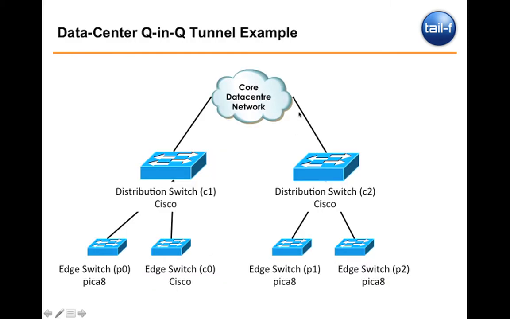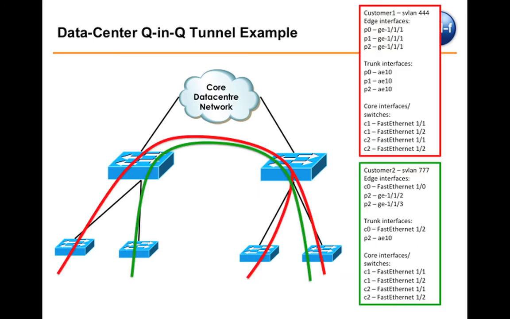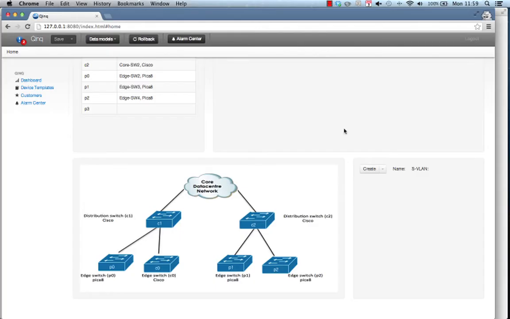The simple network looks like this. There's a data center network with two distribution switches, which are Cisco. They are called C1 and C2. I have 4 edge switches, and they are a mix of Pika and Cisco. In the demo, I will set up customer 1 and customer 2 tunnels according to this illustration. So customer 1, being the red one, uses these 2 edge switches, goes to that one, and the green in a similar way. So time for a demo.